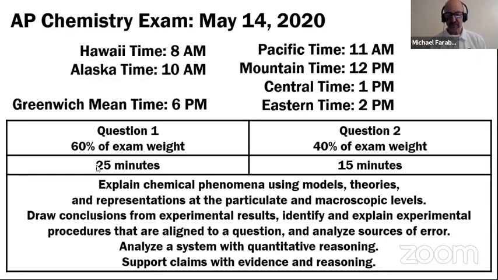to your time zone. There are two free response questions on the AP Chemistry exam. The first one will count for 60% of the exam weight and last 25 minutes. And the second question will count for 40% of the exam weight and will be 15 minutes. And you can see here on the screen, explain chemical phenomena using models, theories, representations at the particulate and macroscopic levels, draw conclusions from experimental results, identify and explain experimental procedures that are aligned to a question and analyze sources of error. So a lot of analysis. And so again, hopefully today's lesson will help you practice those skills.